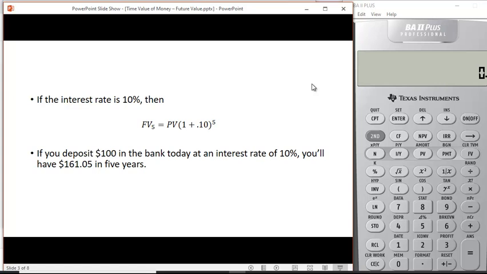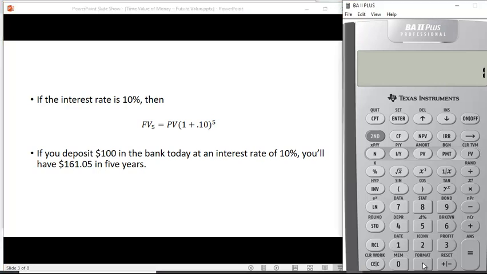So if the interest rate is 10%, then the future value in time period 5 is going to be the present value times 1.10 raised to the 5th power. So if it's $100 you deposit in the account, at 10%, it's going to be $100 times 1.10 raised to the 5th power, or $161.05. Let's just verify that.